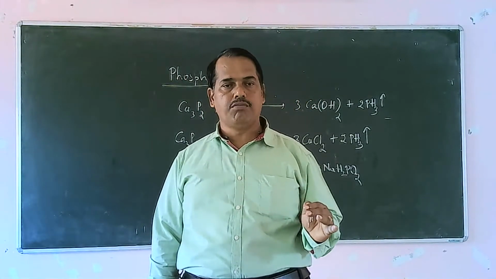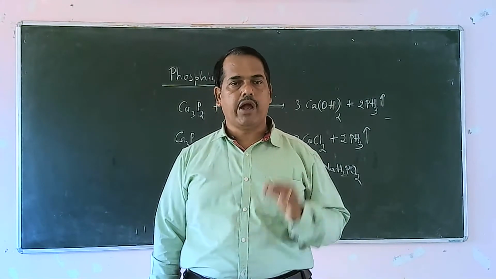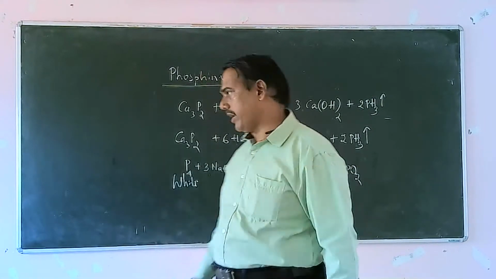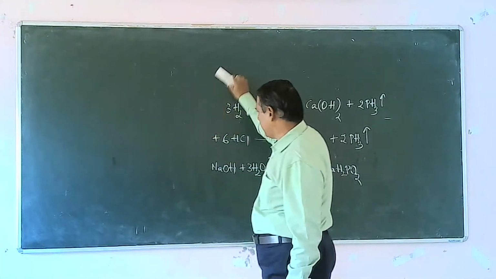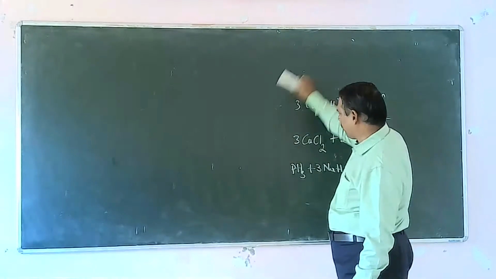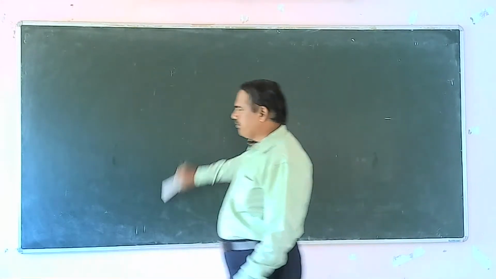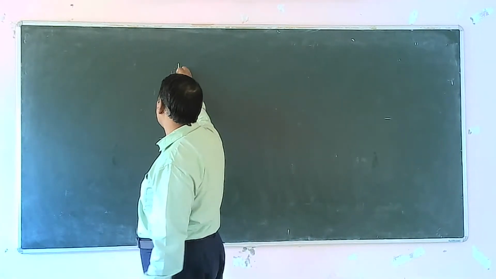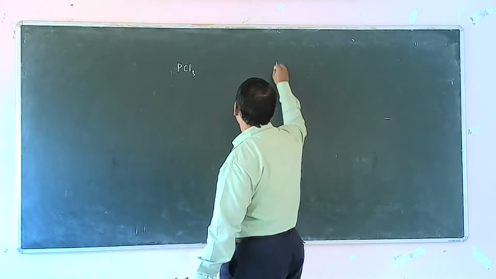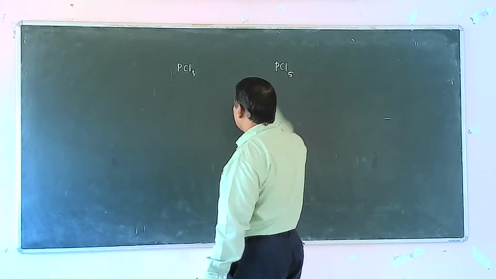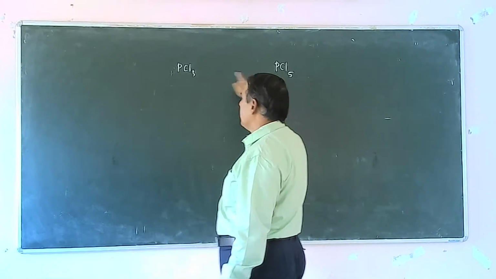The next important compounds of phosphorus are phosphorus trichloride and phosphorus pentachloride. So we shall study these next important compounds of phosphorus, that is phosphorus trichloride PCl3 and phosphorus pentachloride PCl5.